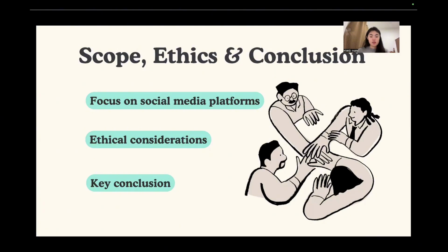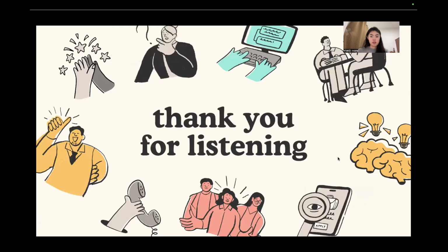In conclusion, social media algorithms play a significant role in shaping political information exposure among university students, often in ways they may not fully realize.